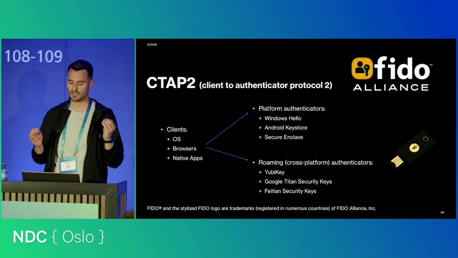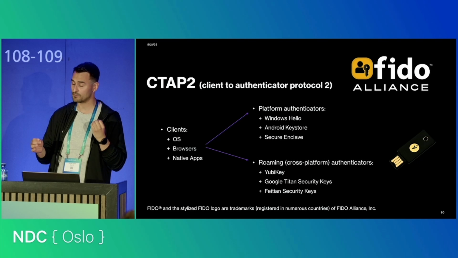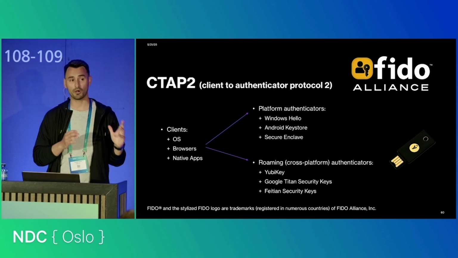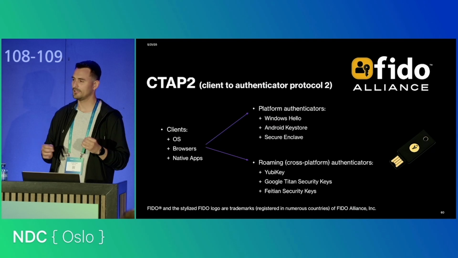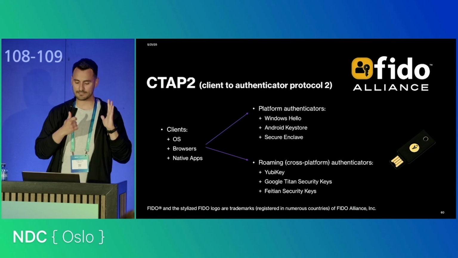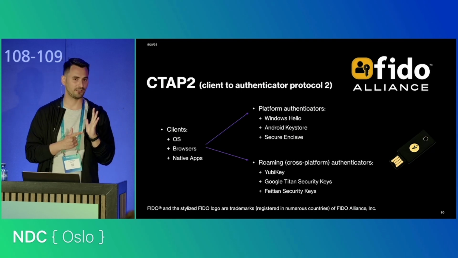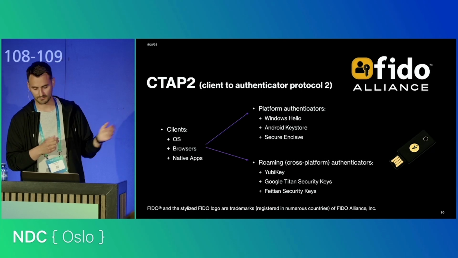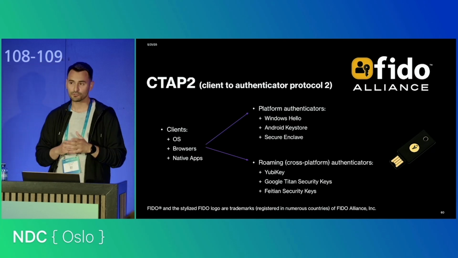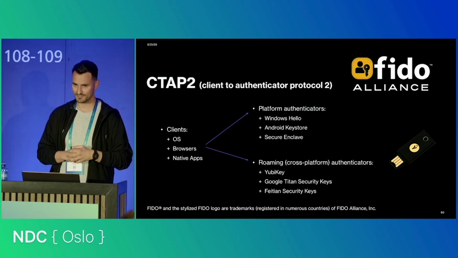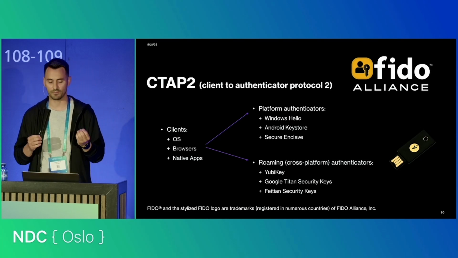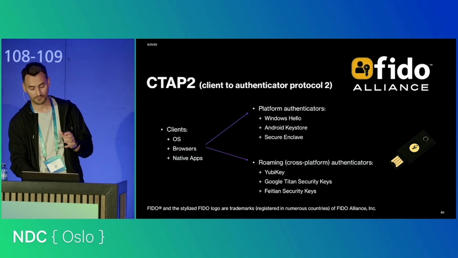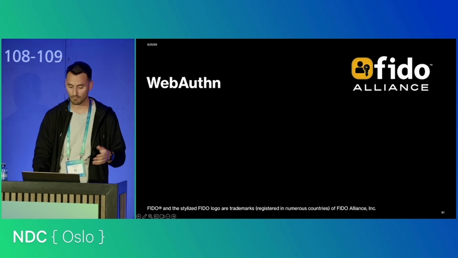But giving these types of clients access to authenticators over a known protocol is just part of the solution here, because the website you want to log into isn't an operating system, it isn't a browser, and it's not really a native application, in this example at least. It's a website. So in order for a website to use CTAP2 to communicate with the authenticator, you need a standardized piece of web technology as well. And that standard is named WebAuthn.